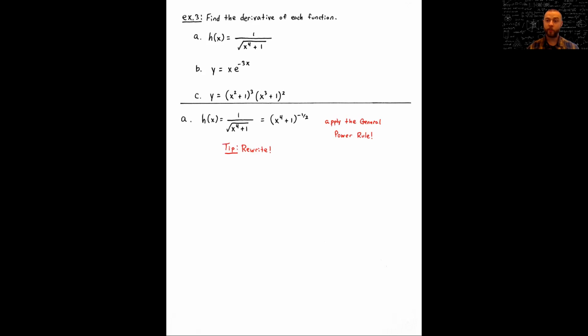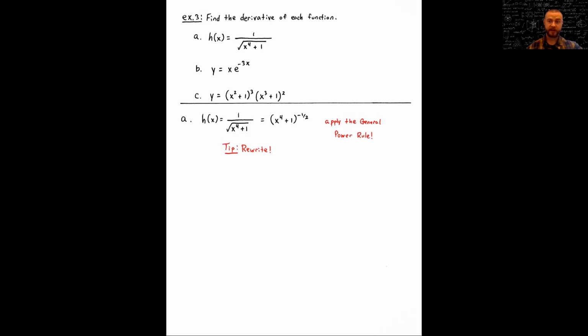All right, let's rewrite 1 divided by the square root of x to the 4th plus 1. We can rewrite that as x to the 4th plus 1 as a negative 1/2 power. The 1/2 power is coming from the square root. Notice the square root is in the denominator, so we can think of this as x to the 4th plus 1 raised to the negative 1/2 power.